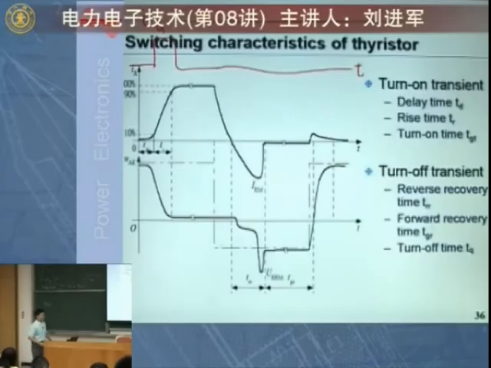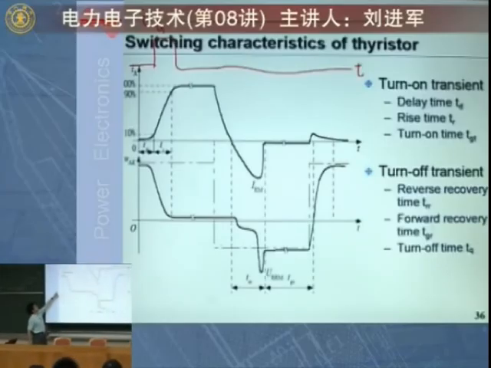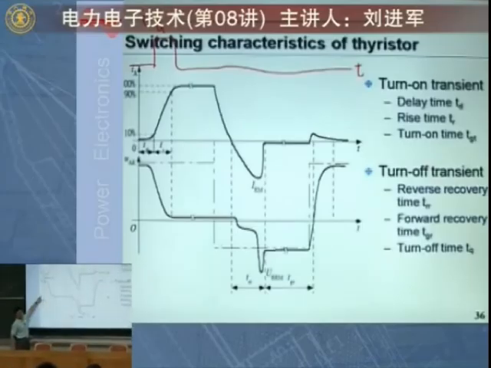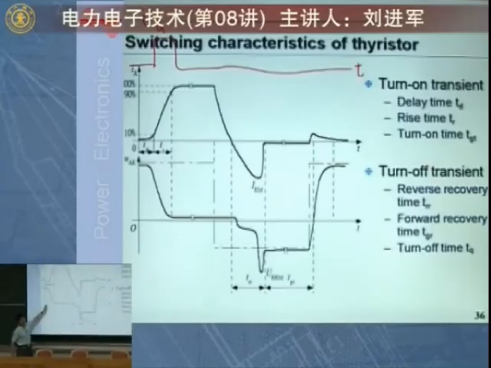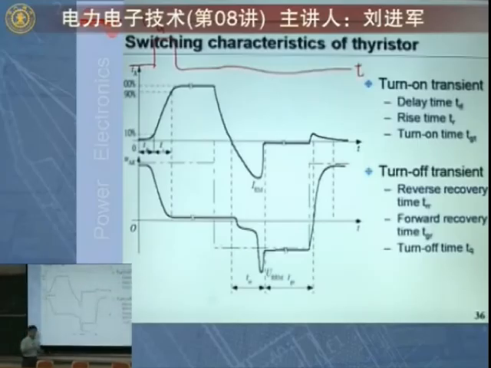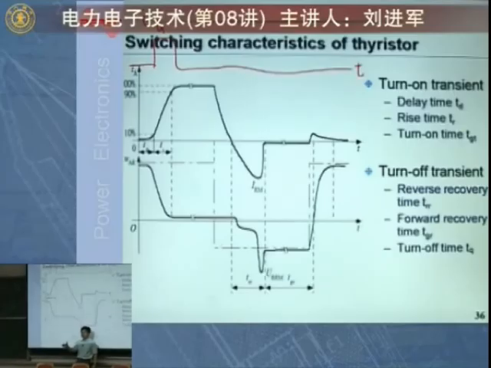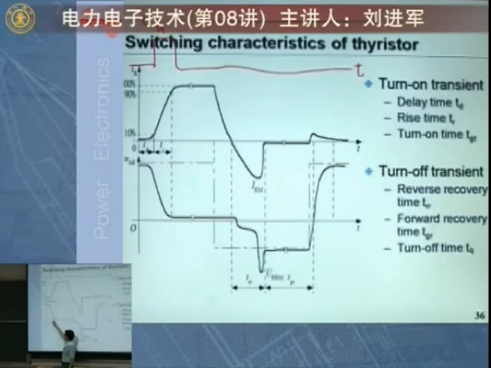Okay? Then, when you inject gate current, and when you apply positive voltage across A and K, the thyristor will be turned on. But this turning on has a process. It's not turned on immediately. The thyristor voltage needs some time to decrease from a certain value to a very low voltage.